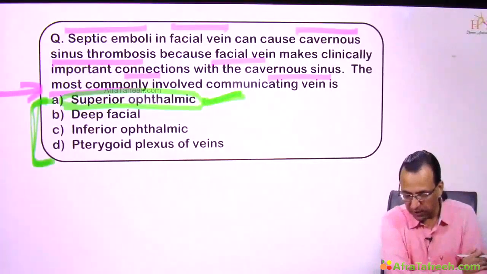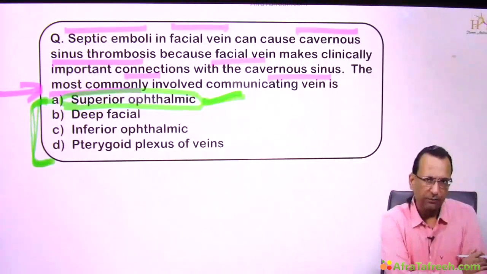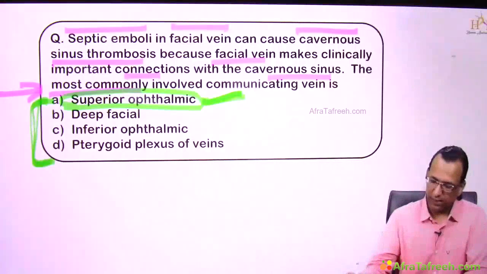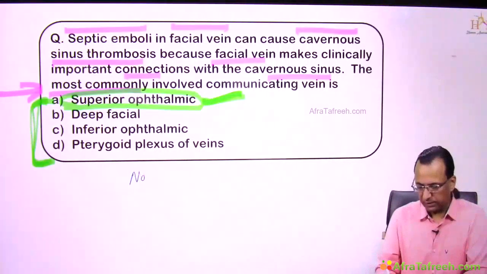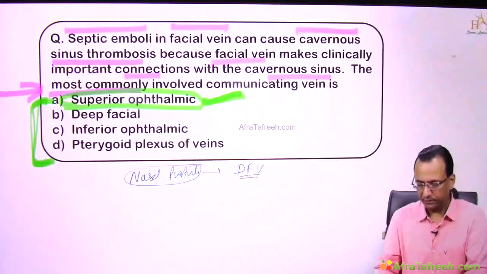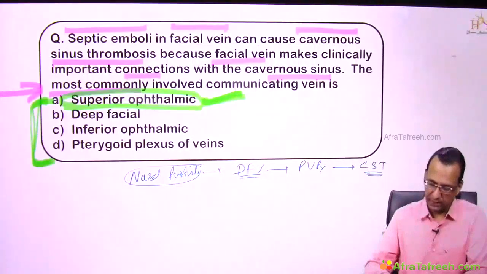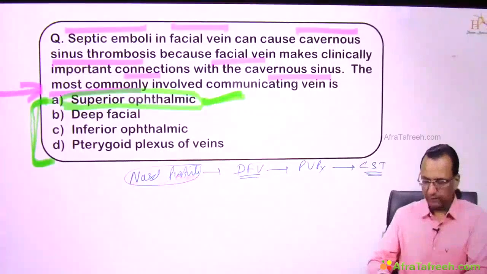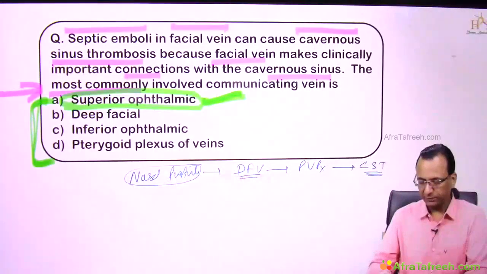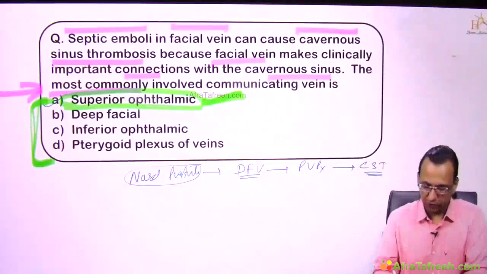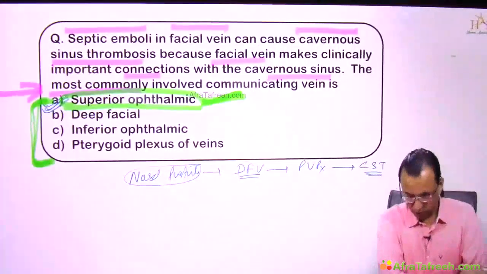Otherwise, it could be the deep facial vein, the inferior ophthalmic vein, or the pterygoid venous plexus. How come? Because we have learned that a nasal pustule can send septic emboli into the deep facial vein, into the pterygoid venous plexus, and into the cavernous sinus, causing thrombosis. That is the point. But the answer remains choice A, superior ophthalmic vein.